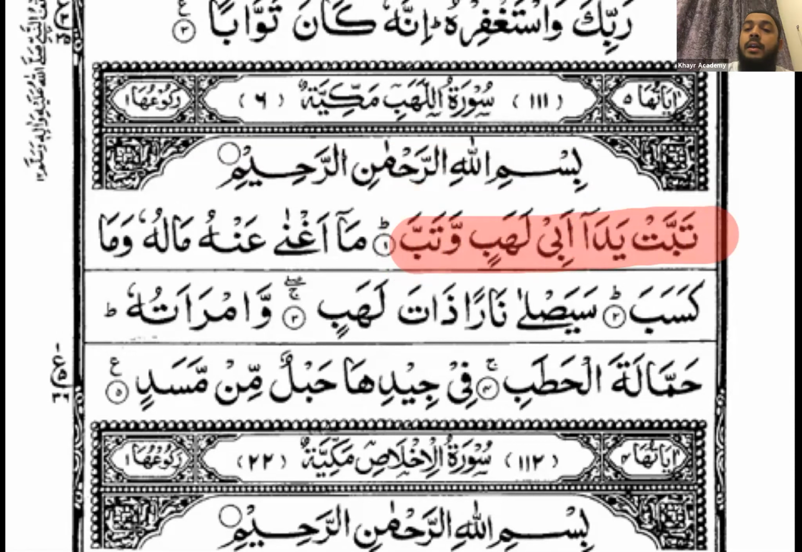Remember, this is the ha. This ha is not, this is a stronger ha. It's not laha. It's not a soft ha. It's a ha. Tabbat yada abi lahabin wa tab. And we are going to make this long, yada and tabbat yada abi lahabin wa tab. Yeah, this is long as well.